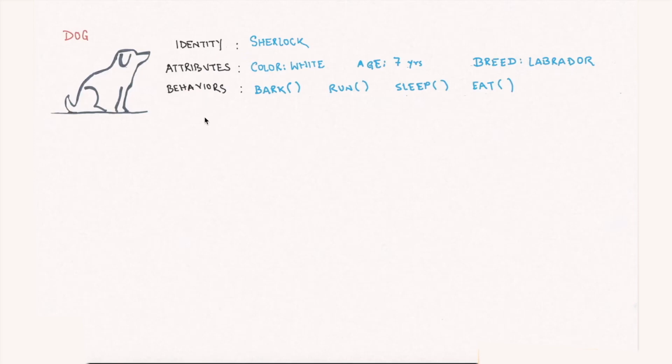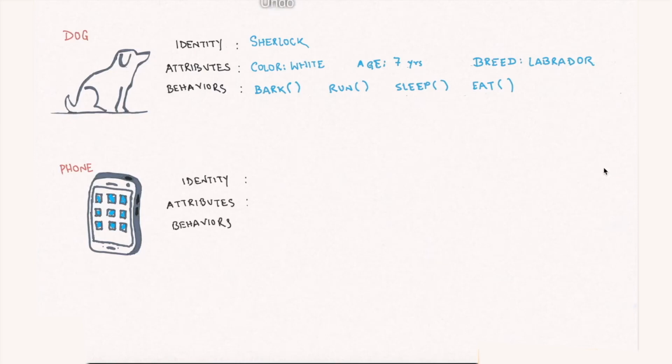Can we think of another different object? Let's say we're thinking of a phone. When we're thinking of a phone, it can have its identity as well. Let's say, and it'll have attributes and behaviors. So let's say its identity is that it's an iPhone XS. What could be its attributes? So it could have an attribute named company, and the value of the company attribute for iPhone XS would be Apple.